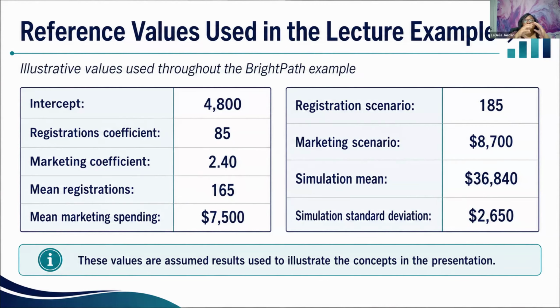Just remember that for this example, we're going to pretend like we've already ran our regression model and we've already come up with these values that we see here, the 4,800, the 85, and the 2.40. We have our intercept, our registrations coefficient, and our marketing coefficient.